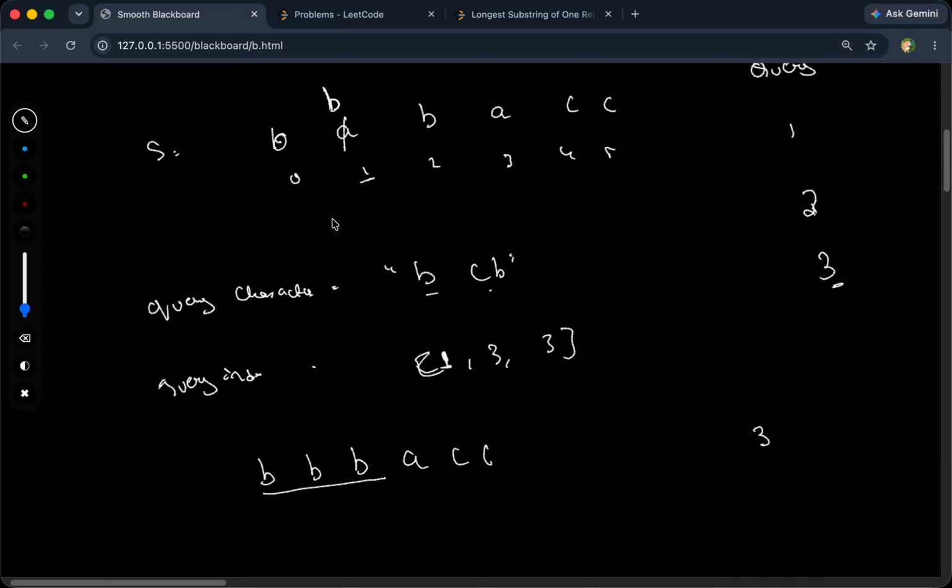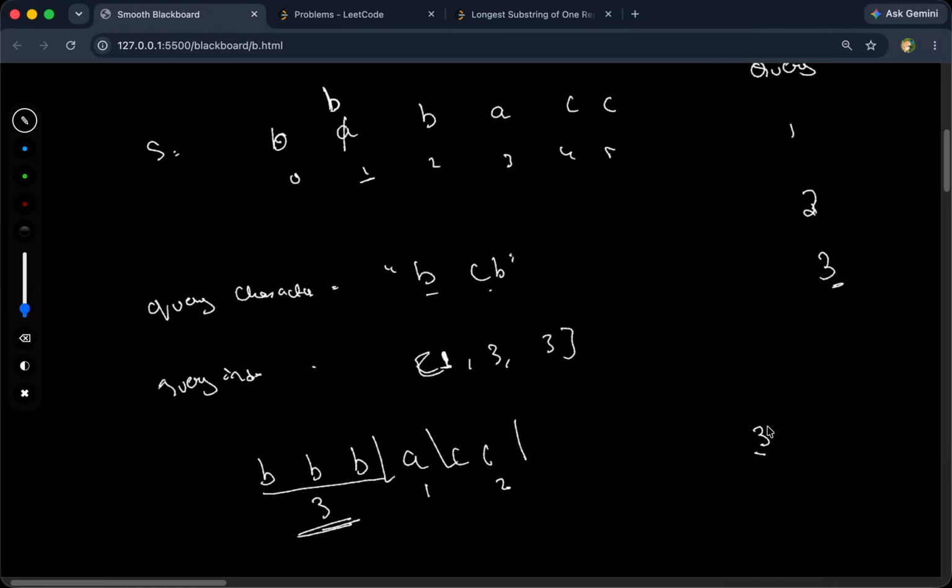Index 1 currently contains A, so we replace it with B. Before, it looked like this; after replacing, it looks like this. Now we divide into groups: C, B, A, C. The length of B is 3, A is 1, and C is 2. The longest group is B, so the first answer is 3.